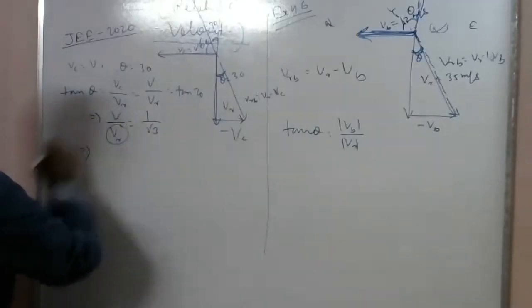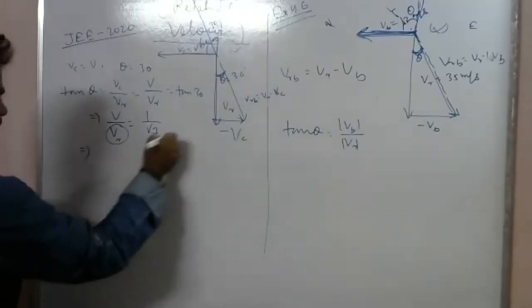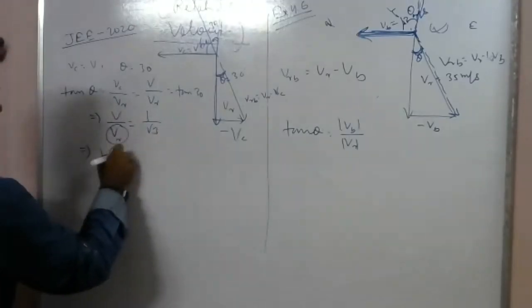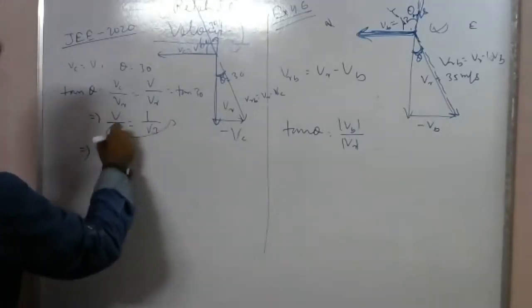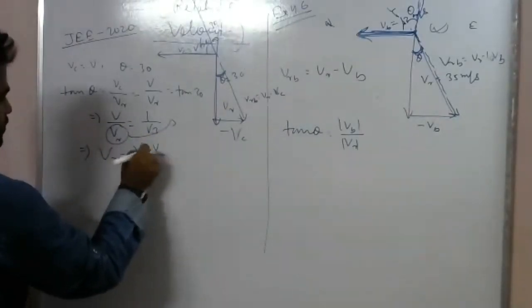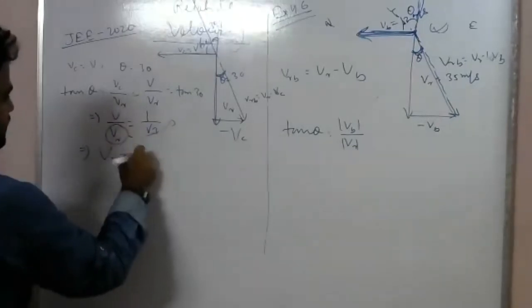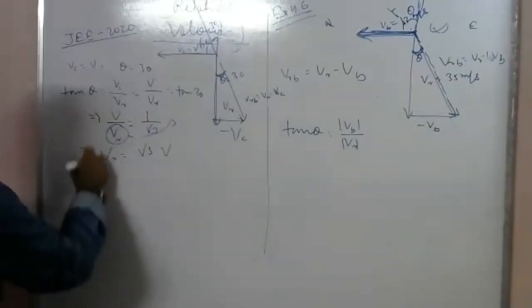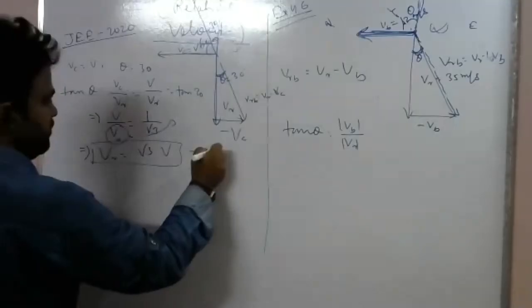Then what is your VR? Cross multiply and you can write VR is equal to root 3 V by 1, or you can say root 3 V. So what is VR you got? Root 3 V. Equation 1.